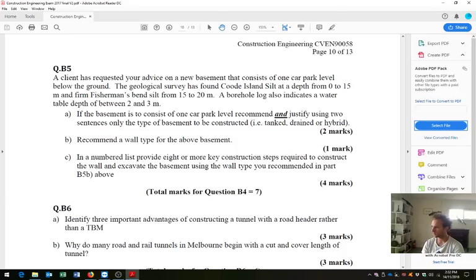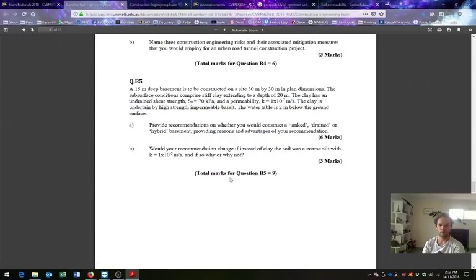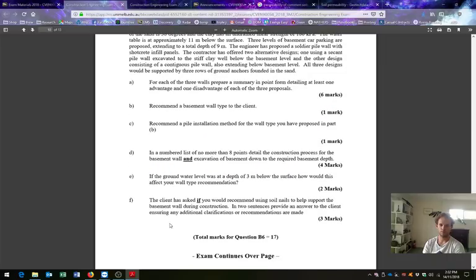Okay, I'm wondering what B6F in the mock exam. Clients asked you if you would recommend using soil nails to help support the basement wall. No, you would never do that. You wouldn't do that because they're not tensioned. Because they're not tensioned, the basement wall would have to move prior to activating or stressing the nails, and we wouldn't end up with a vertical wall. Not only that, they don't usually have anywhere near the capacity of our ground anchors, so they're just not appropriate for this application.